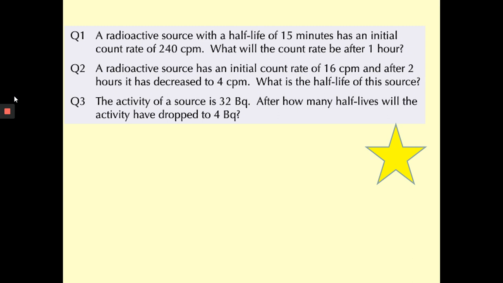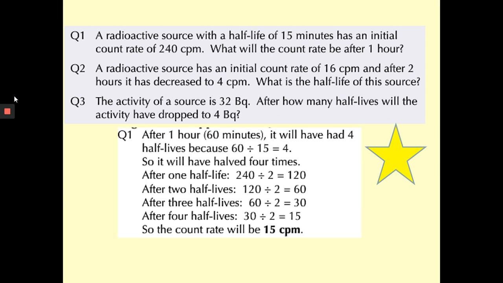Let's have a look at the answers, see how you got on. Now that first question asks you to consider a radioactive source with a half-life of 15 minutes. You're told that its initial count is 240 counts per minute, and you're asked to work out what the count would be after 1 hour. The way to approach this is you need to work out how many half-lives have occurred. So 1 hour is 60 minutes. If a half-life is 15 minutes, 60 divided by 15 gives you 4 half-lives. Your radioactive count then of 240 will have halved 4 times, leaving you with a radioactive count of 15.